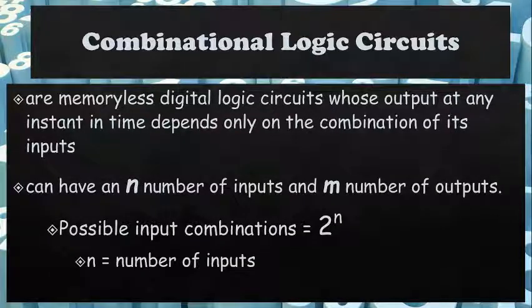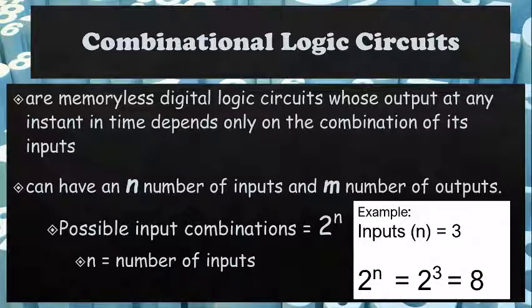So this can have n number of inputs and m number of outputs. So paano ito magpa sa aton nga possible input combinations? You have to use ang aton nga 2 to the power of n. Ang n symbolizes ang aton nga number of inputs. So for example, you have 3 inputs. So ang imo nga i-substitute sa imo n is 3. So 2 to the power of 3 is equal to 8. So you have 8 possible input combinations.